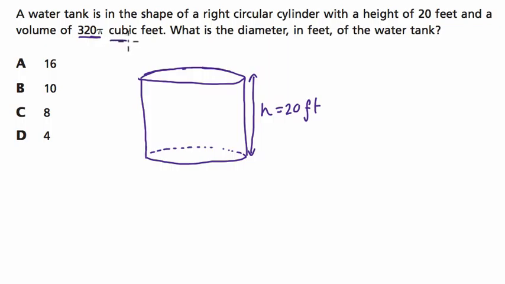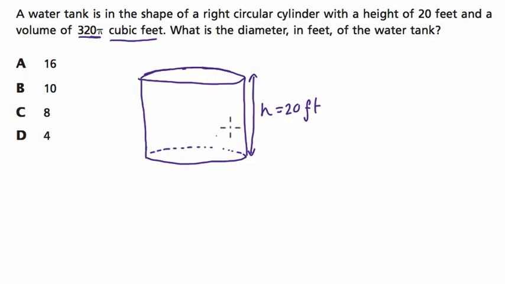And just remember, cubic feet literally means how many cubic feet could fit inside this cylinder. How many little cubes that are a foot in every dimension, a foot by a foot by a foot, how many of them would fit inside if we filled it up? And it's saying 320 pi. Now pi is about 3, so 320 times 3 is about 900. This is about 960 cubic feet fit inside as the volume.